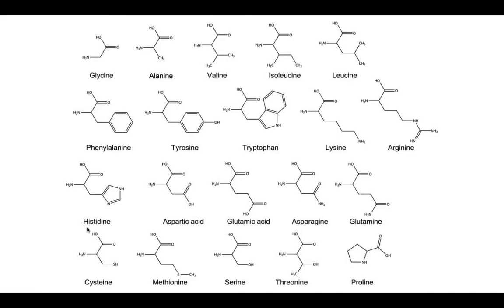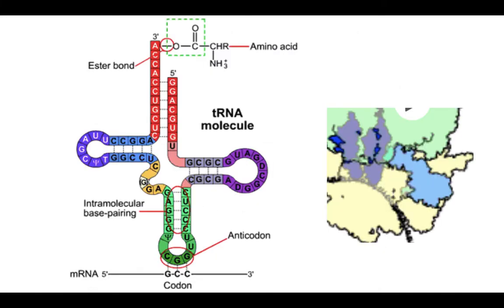Histidine down here is typically HIS. So we have a shorthand to represent each of these 20 chemicals. We have this 3-base codon region that is the most important part of the tRNA.